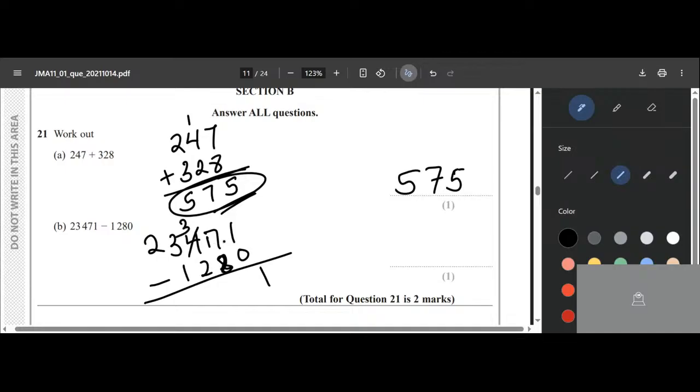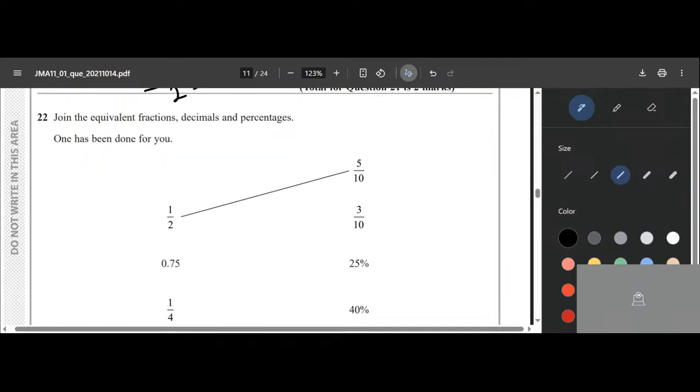So 17 minus 8 will be 9. Then here I have 1, 2, 2. The right answer is 22,191. How do we read this in full? 22,191. Then we go to question 22.